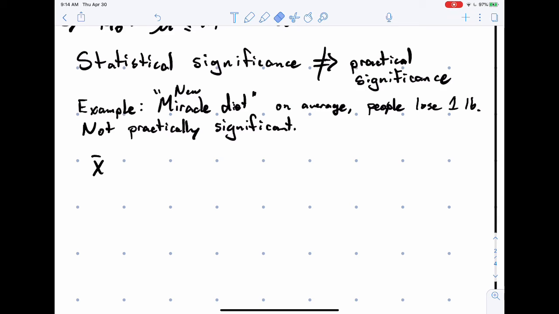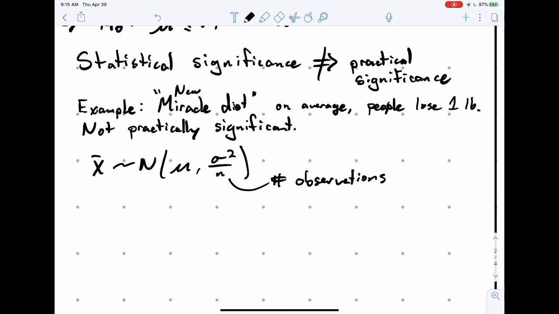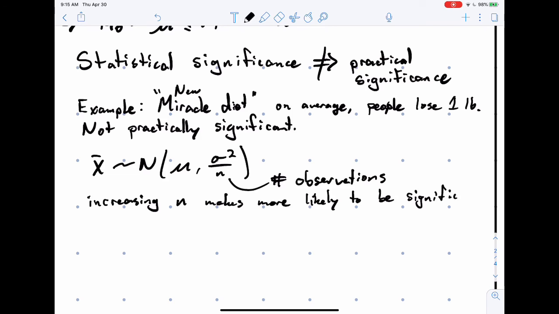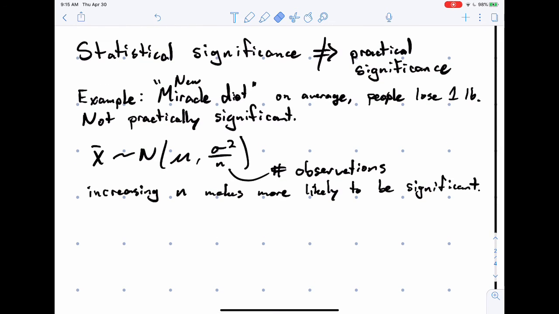The other thing to realize about statistical significance is that x bar is distributed as normal mu, sigma squared over n, where this n here is the number of observations. So increasing n means it's more likely to be statistically significant. That is, if you have a very large n, you can detect very small effect sizes. But these small effect sizes, like 1 pound of body weight on a diet, are unlikely to have practical significance. So the more data you have, the more likely you are to get a statistically significant result that's not practically significant.